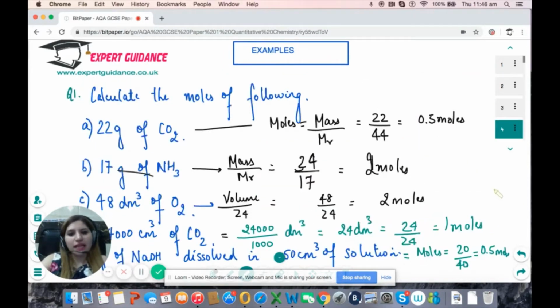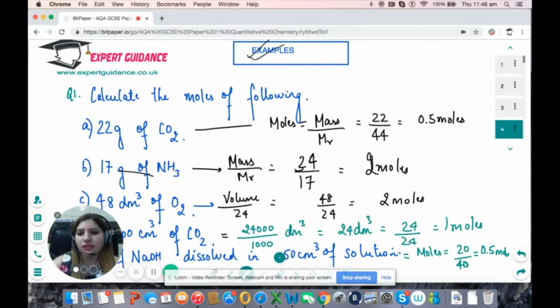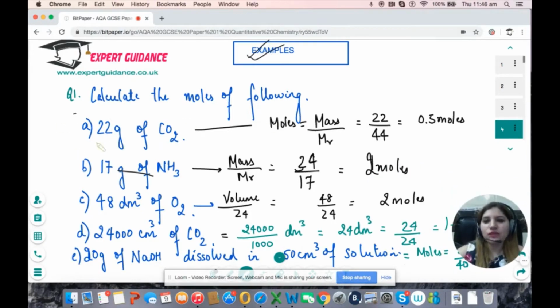Okay, now let us look at a few examples. The first question is calculate the moles of 22 grams of carbon dioxide. Now from the triangles you can see that moles is mass over Mr. So 22 divided by 44 is 0.5 moles. 17 grams of ammonia. Mr of ammonia is nitrogen plus 3 hydrogen, which is 17. So you have 17 grams of ammonia. So we will do 17 divided by 17, and you will get the answer as 1 mole.